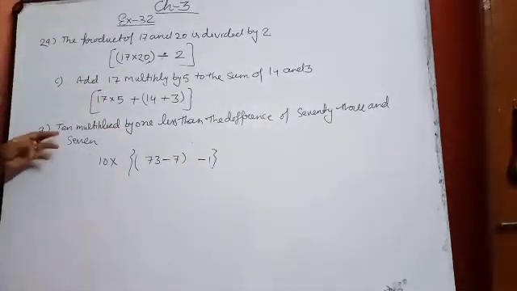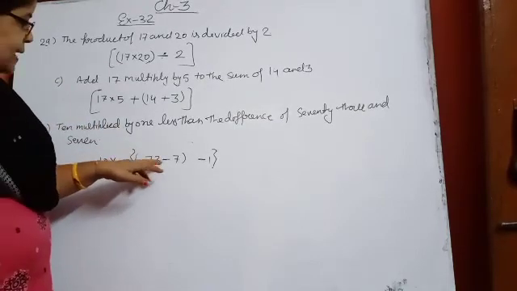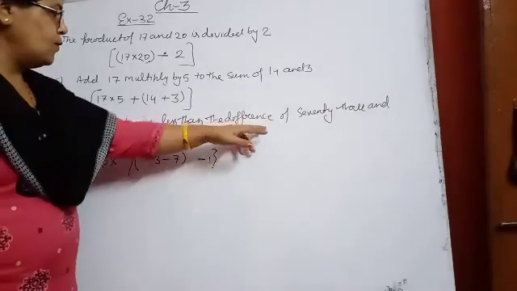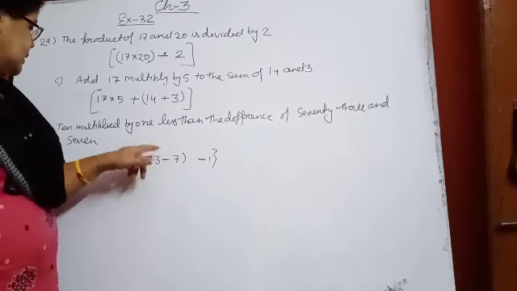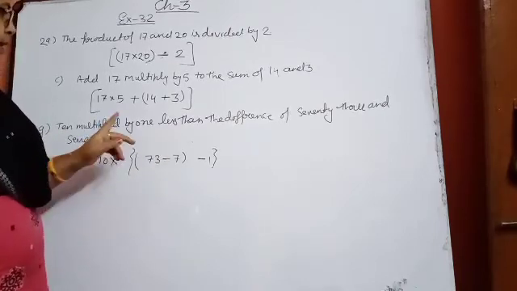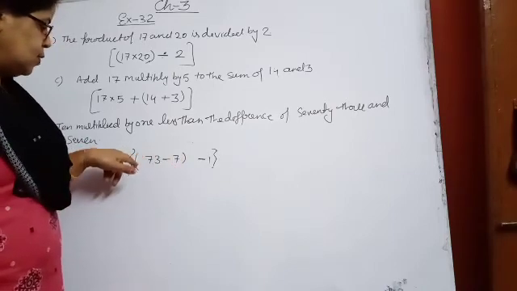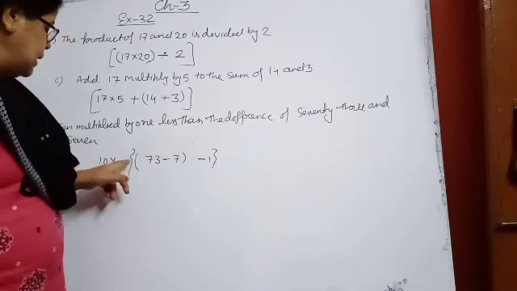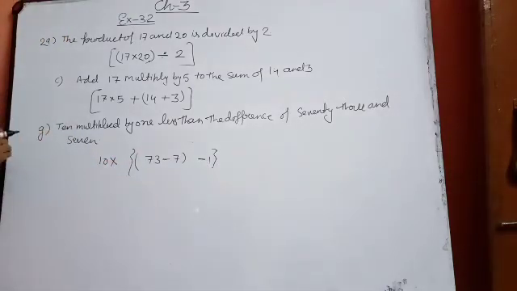See that now. 10 multiplied by 1 less than means minus 1 of the difference of 73 and 7. The 73 and 7 will come in a small bracket. Then 1 less than, minus 1, then a curly bracket, and out of that, multiply. So in this way you have to frame the question. At least try to do these questions.